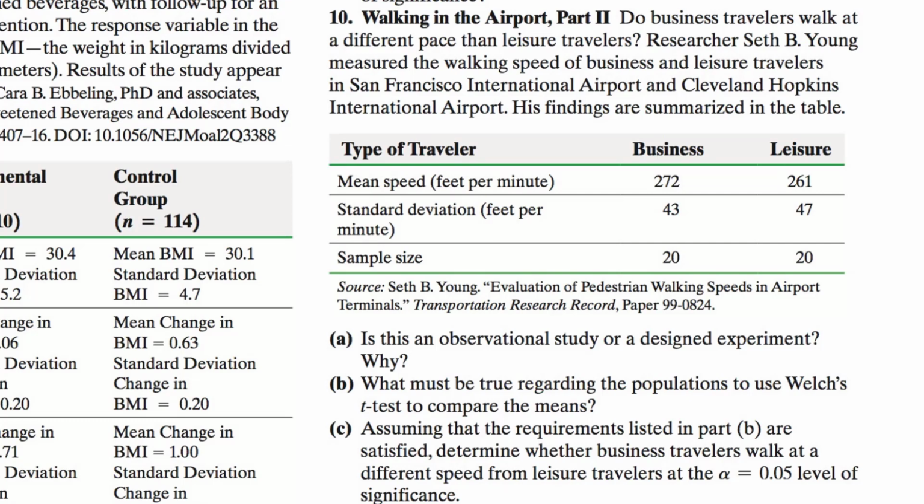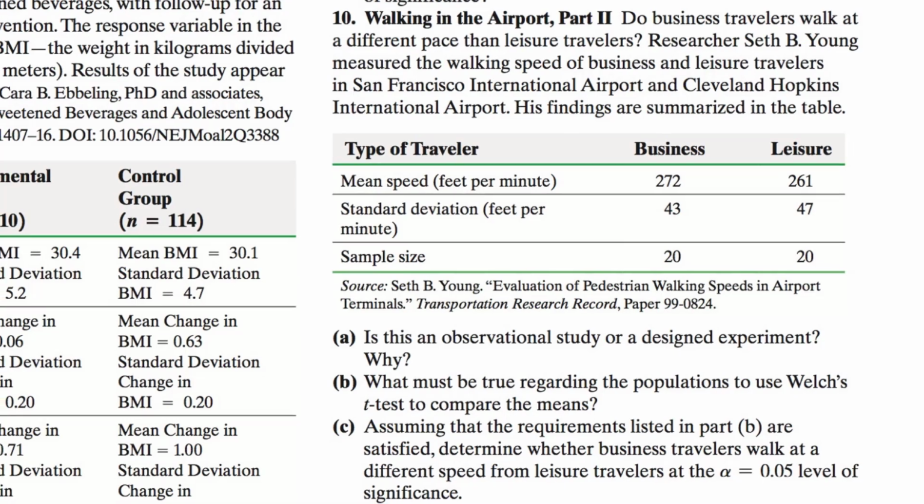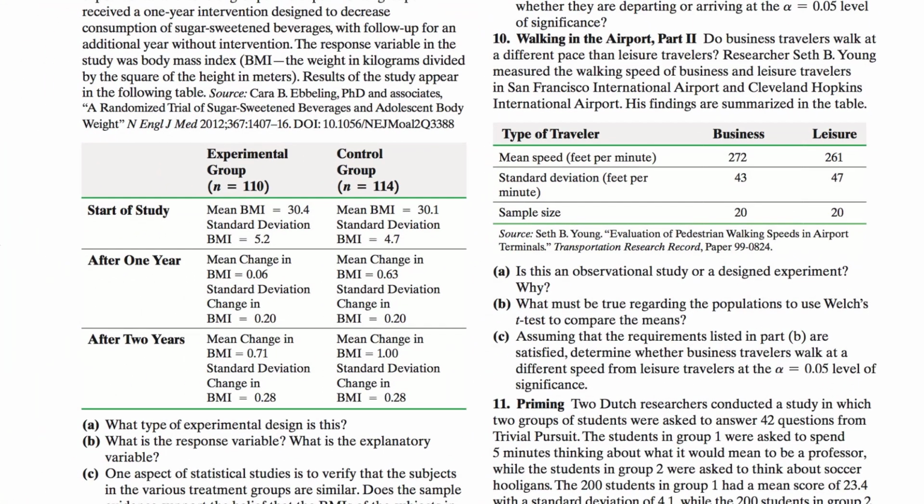And we're not assuming that we know the standard deviation from either of the samples, because as we said, it's not necessary. So again, I'll put that down in a bit, but we're looking now at Part C, and it says, assuming that the requirements listed in Part B are satisfied, determine whether the business travelers walk at a different speed from the leisure travelers at the alpha = 0.05 level of significance. So that's really the crux of it there, and we want to think about what it is really asking. Let's put a few things down here.